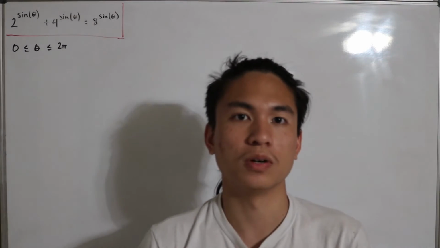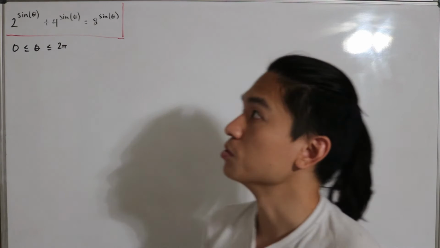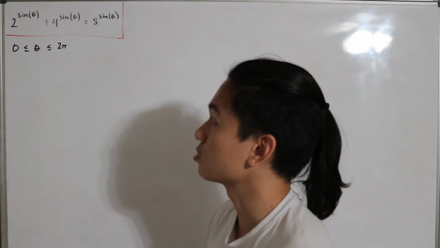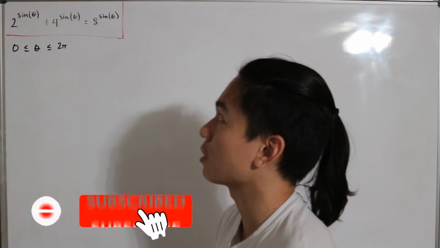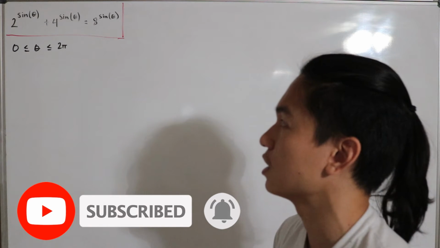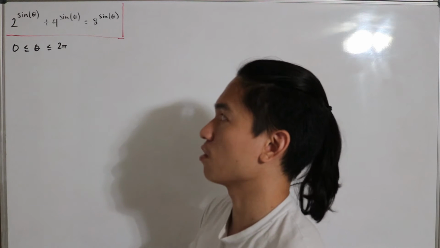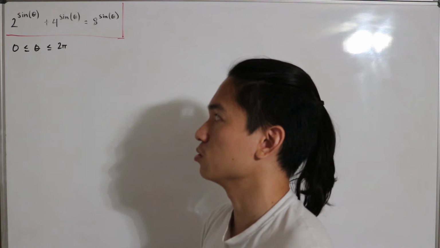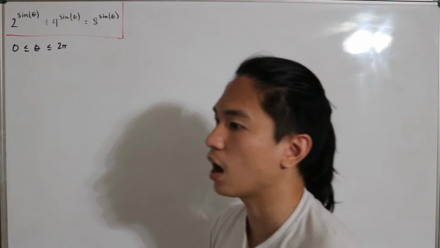Okay, so welcome back to another video. In today's video we have the following equation: 2 to the power sine theta plus 4 to the power sine theta equals 8 to the power sine theta, and we want to solve for the values of theta such that it's inclusive between 0 and 2 pi.